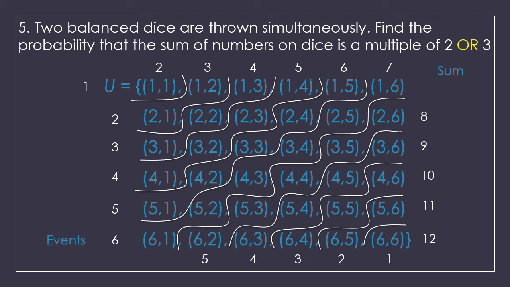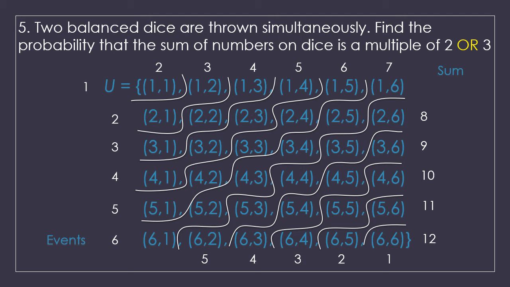Now before I move forward to the next slide, I just want to confirm some things with you. We have to calculate multiples of 2 or 3. So naturally our event A will be a multiple of 2, event B will be a multiple of 3, and event A intersection B will be 2 and 3, that is 2 threes are 6. So let's see here. Multiples of 2, that is 2, 4, 6, 8, 10 and 12. Sum 2, sum 4, sum 6, and 8, 10, 12.